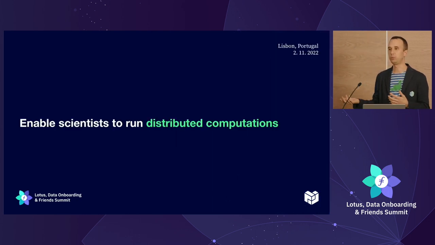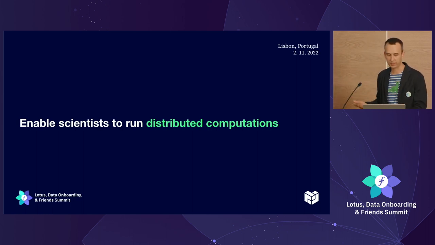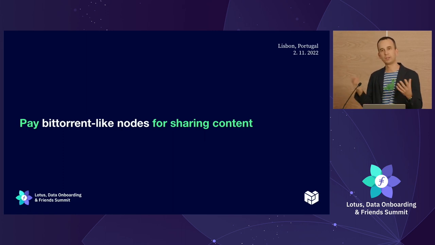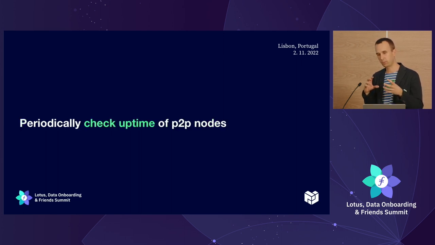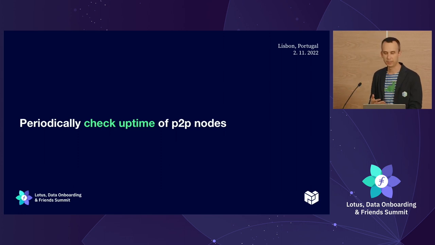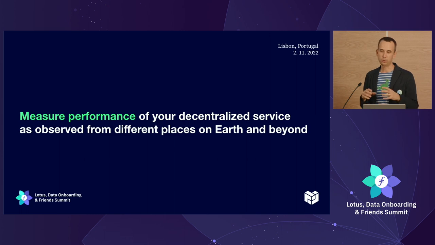We can run distributed computation to accelerate research of cancer treatments, whatever. We can pay Saturn L2 nodes to actually provide content to the network to accelerate retrievals. And we can also check whether the network of peer-to-peer nodes is actually behaving as it should, whether the nodes are up, whether they are doing what they are supposed to do. And we can also do pretty good measurement of network performance from real computers running in real home networks, as opposed to just running some simulations in data centers.